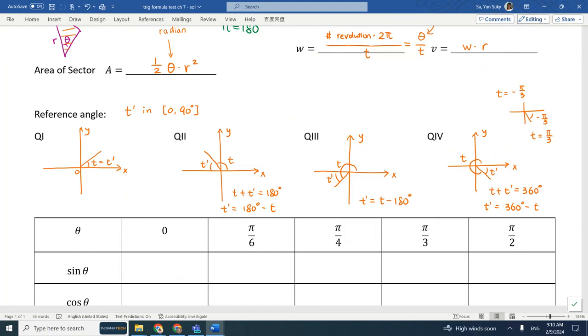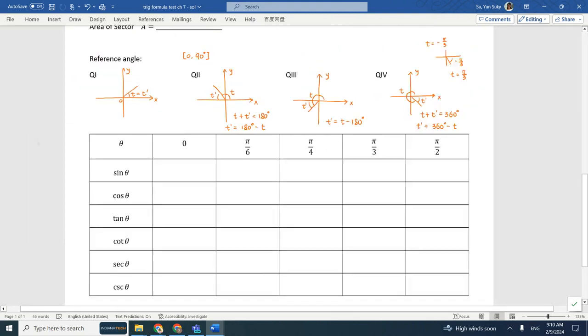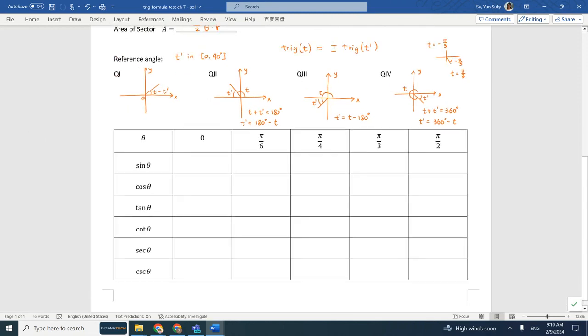Any questions about the reference angle? After you find the reference angle, remember our trig function of our angle t is going to be plus or minus the trig function of the reference angle. Yes, everybody? Now the trig function of the reference angle, the values will be in our table. Yes, everybody? So the reference angle helps us to take care of any angle in any quadrant, from 0 to 2 pi.